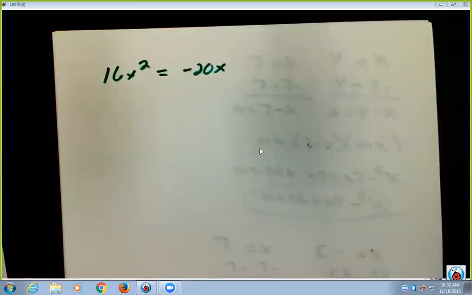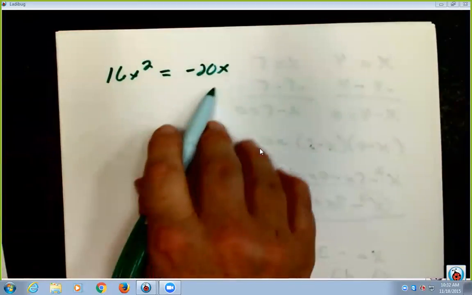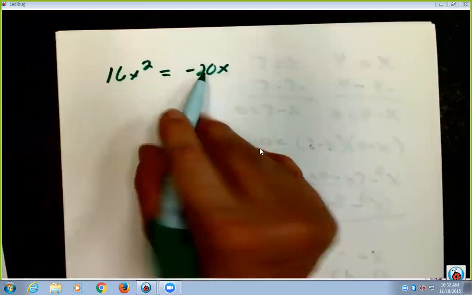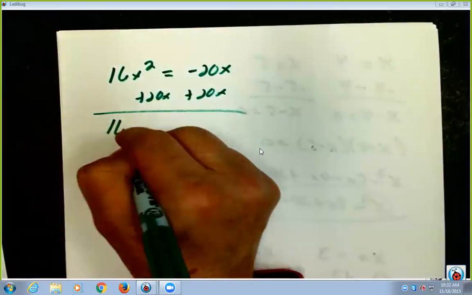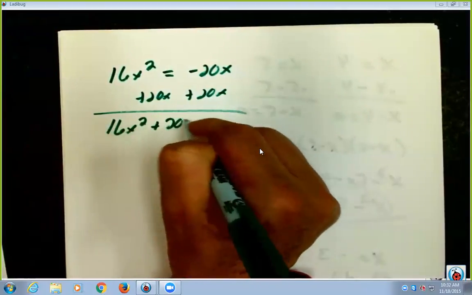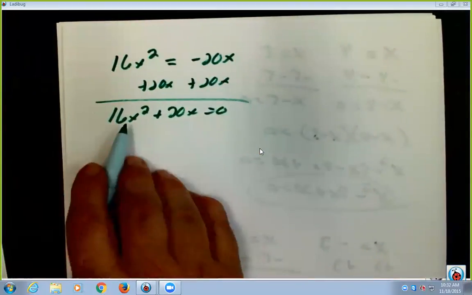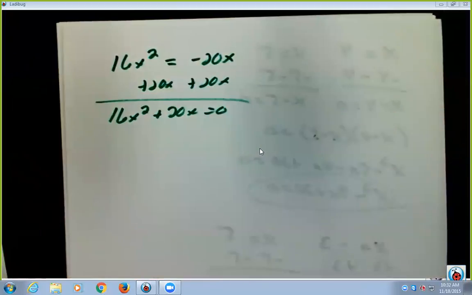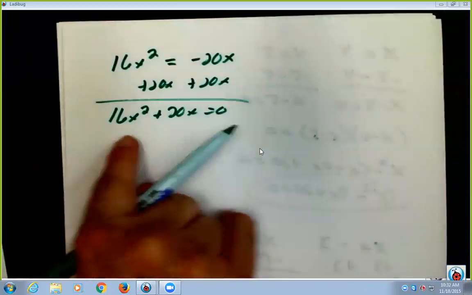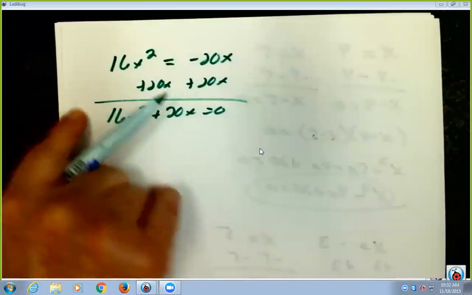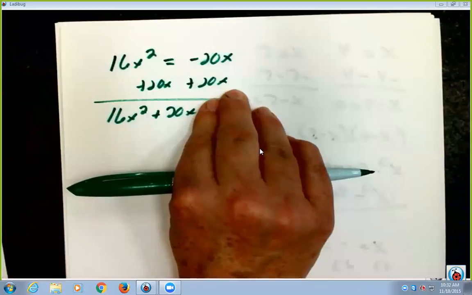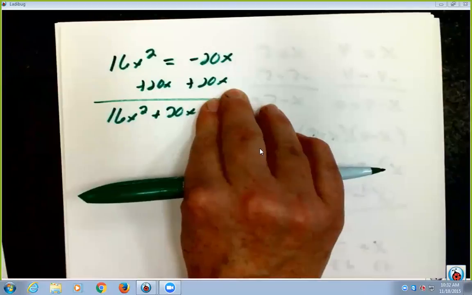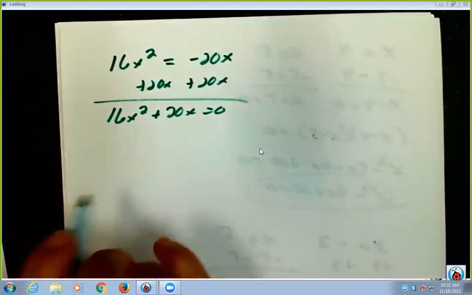So what you need to do is get it set equal to 0. I can get it set equal to 0 by adding 20x to both sides. So I get 16x squared plus 20x equals 0. Then I need to look at this and say, how can I factor that? What can I pull out of here that lets me factor it? We had those in 6.1 where you just had that piece and that's all you had.